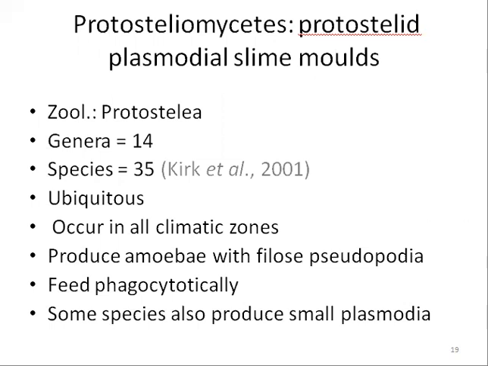Protostelids are ubiquitous on decaying plant parts in soil and humus, as well as on dung or fresh water. They occur in all climatic zones from the tundra to the tropical rainforests. They produce amoebae with filopodia. They feed phagocytotically on bacteria, yeast cells, or spores of fungi. Some species also produce small plasmodia, thereby providing structural affinities to both the cellular and plasmodial slime molds.